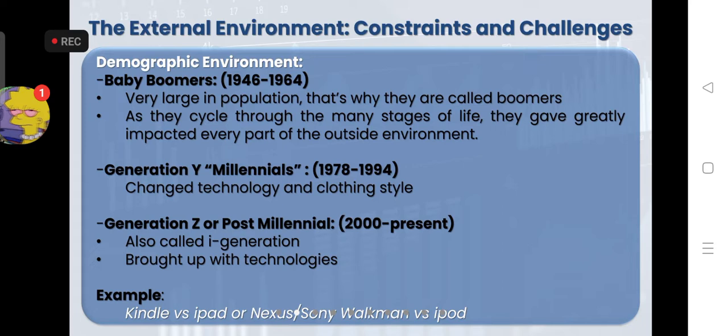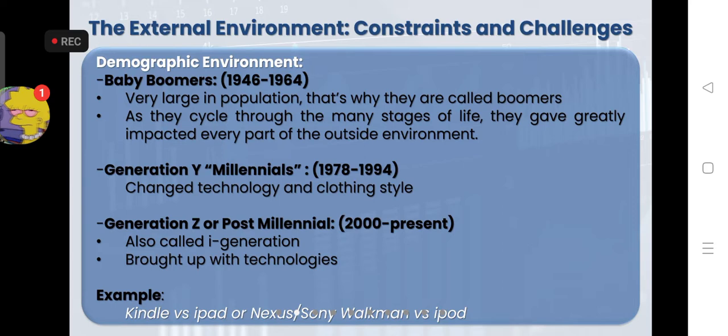The next is Generation Y or the millennials, from 1978 to 1994. They changed technology and clothing style. Gen Y is affecting organizational workplaces as they change technology, clothing styles, and work attitudes. The next is Generation Z or post-millennials, from 2000 to present, though I'm not sure if Generation Z is still young now or if it's already a different generation.